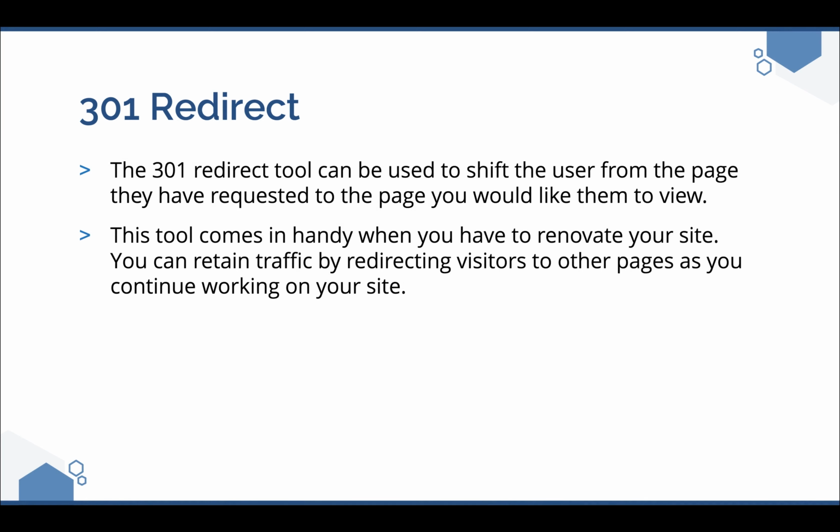The 301 redirect tool can be used to shift a user from a page that they have requested to a page that you would like them to view. This redirect is useful when you have pages on an old URL that can be accessed from a new URL. For example, if you have an old and outdated URL, you can shift it to a new one so you don't miss out on traffic from that page.